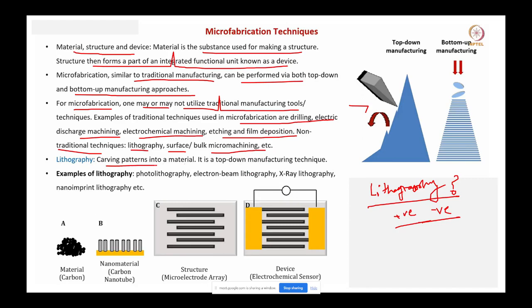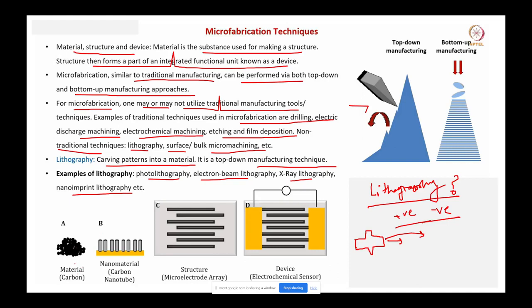So, carving patterns into materials. Suppose you have a pattern, and you want this pattern in your material, so you can transfer it. Lithography is the transferring of a pattern. It is a top down manufacturing process. Examples of lithography are photolithography, electron beam lithography, X-ray lithography, and nanoimprint lithography. So these are some techniques.